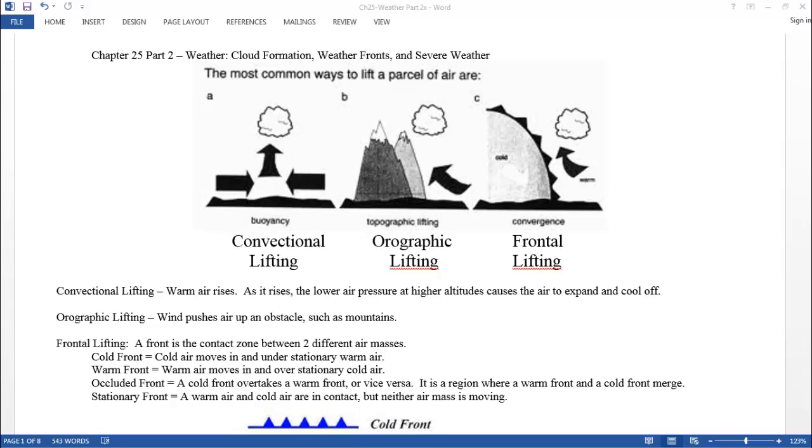Hi, welcome to our second video on weather, and now things are going to get a little more exciting. Let's begin by talking about how clouds form.